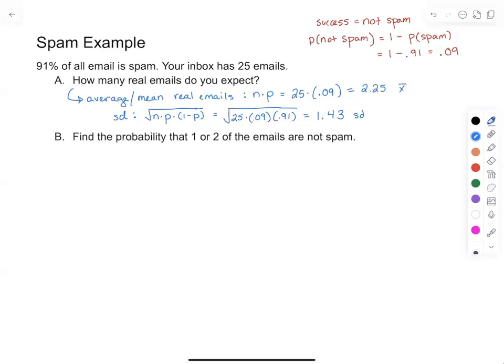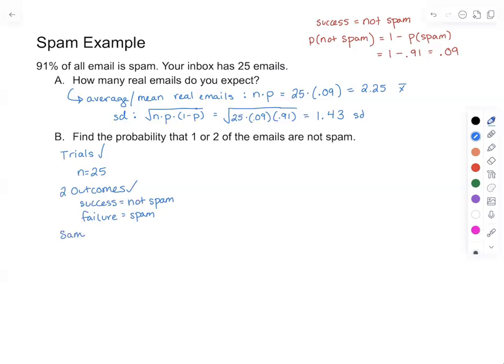Now, we also want to find the probability that one or two of these emails are not spam. We haven't talked about checking the requirements, so let's do that now. Do we have a fixed number of trials? Yes, we do. We are looking at exactly 25 emails. If one new one comes in while we're doing the calculations, we're not going to include it because we need a fixed number of trials. We need for there to be two outcomes. And we've already talked about that. Success in this case is a message that's not spam, and failure is a message that is spam. Okay, so we've got two outcomes met.